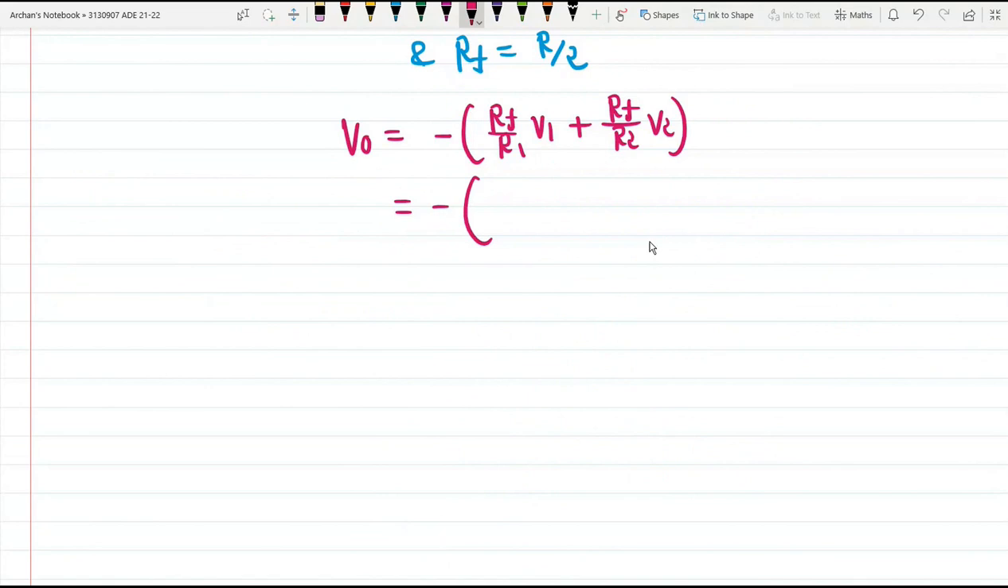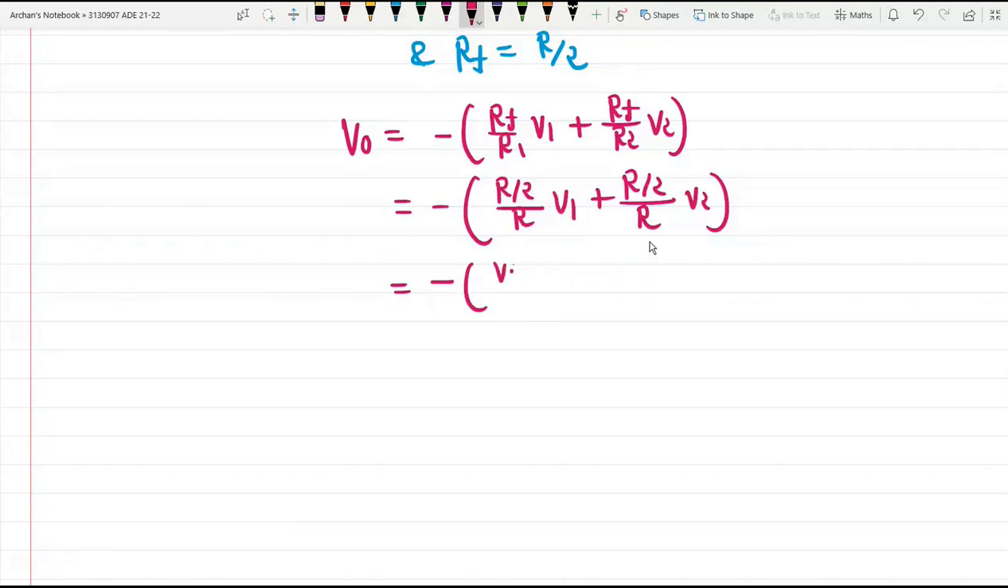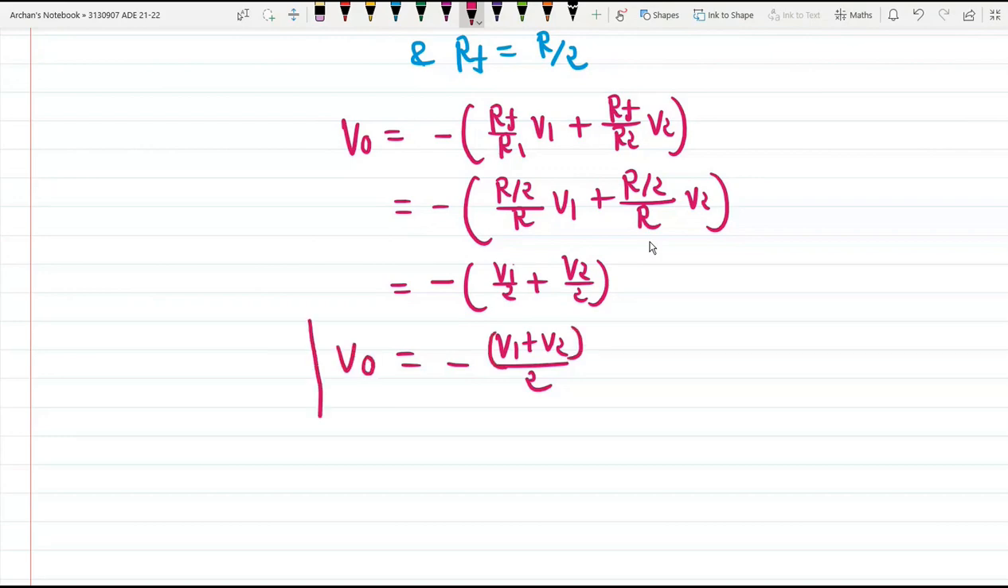We will have Rf equal to R by 2 divided by R times V1, plus Rf equal to R by 2 divided by R2 equal to R times V2. See what we are getting. R will get cancelled out and we have minus of V1 by 2 plus V2 by 2, which is nothing but the average of these two voltages. So output voltage V0 is equal to minus of V1 plus V2 by 2. The output which we are getting is the average of the two input voltages, so you can say the circuit acts like an averager.